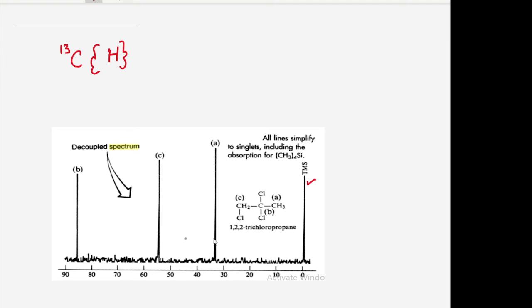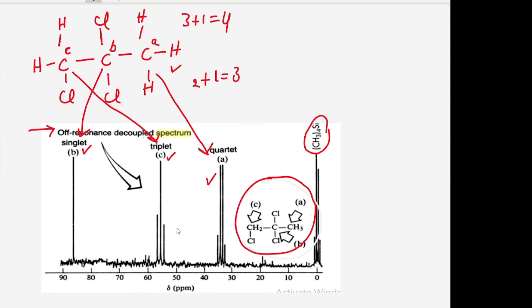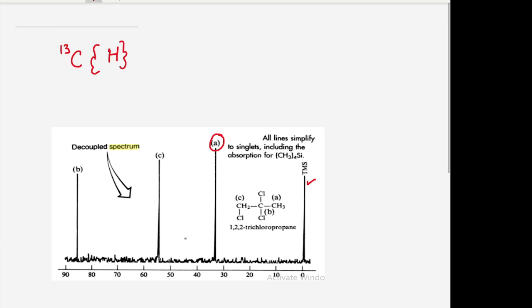So here the shift values will remain the same, like this is the A type of carbon. So A type of carbon, it is around 33. So all the shift values will remain the same in both types of the spectrum, in the off resonance decoupling or broadband decoupling.